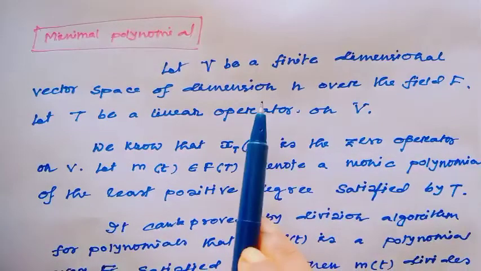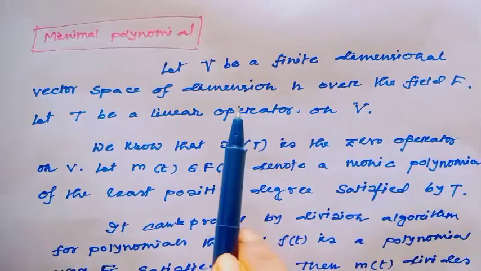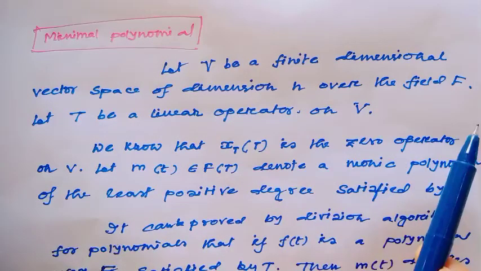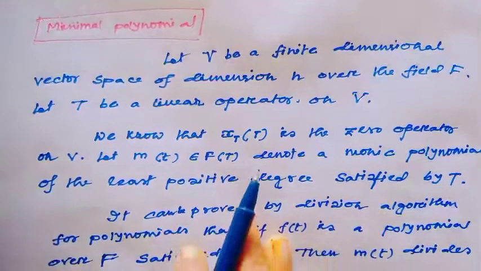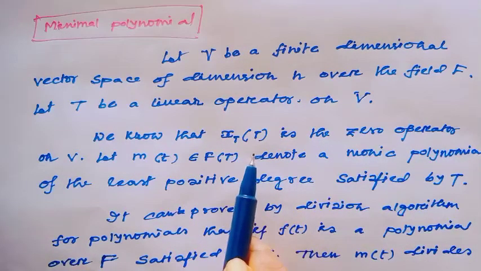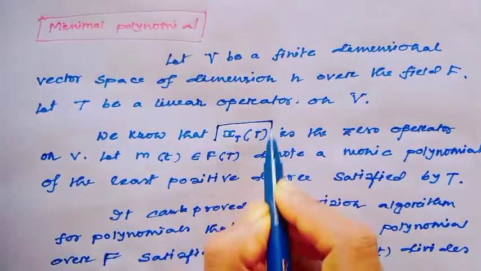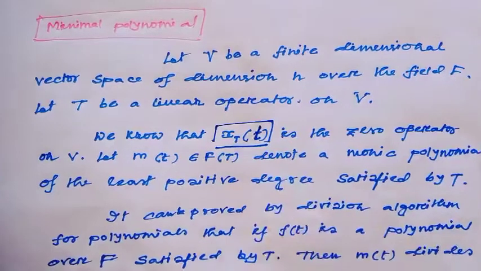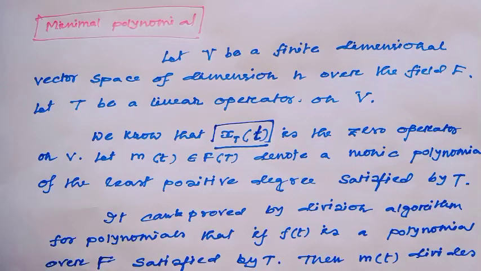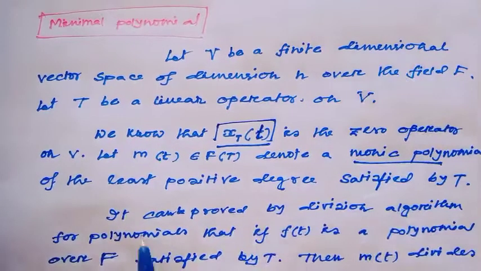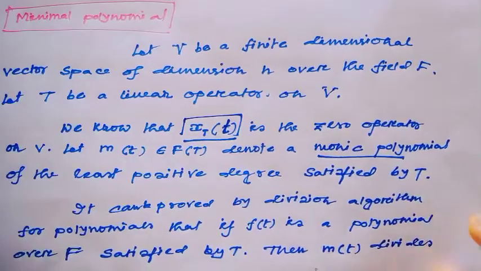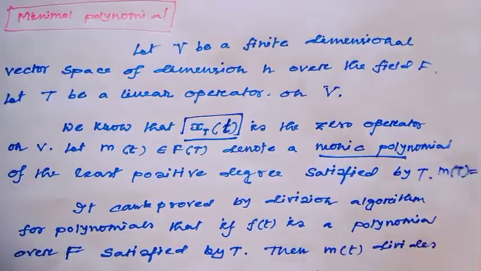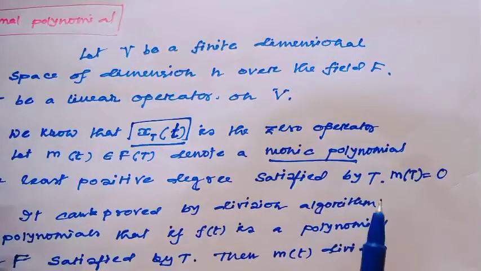And the minimal polynomial is: let V be a finite dimensional vector space of dimension n over the field F, and let T be a linear operator on the vector space V. Then we know always the characteristic polynomial of T is the 0 operator, where here small t is the 0 operator on the vector space V. And let m(t) belonging to F[t] denote the monic polynomial of least positive degree which is satisfied by T. That means m(T) equals the 0 operator, because this is satisfied by the operator T.